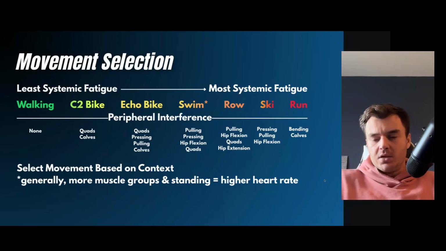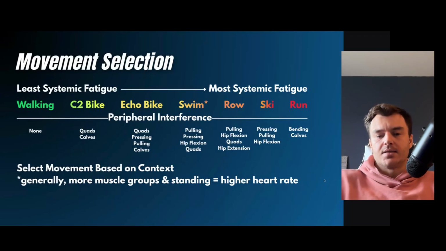Swimming is going to cause some interference with pulling and pressing. A lot of times athletes are just doing swim workouts solo, so this one's a funky one again, because most people aren't doing swim into barbell thruster and bar muscle up.